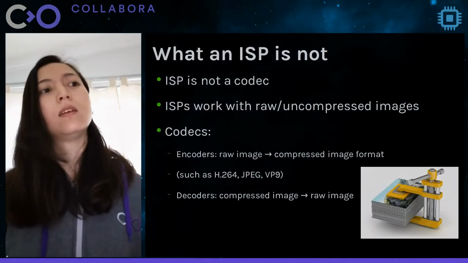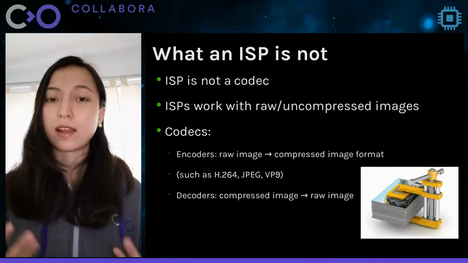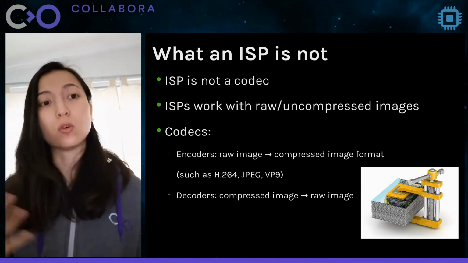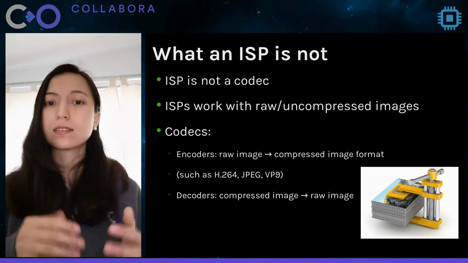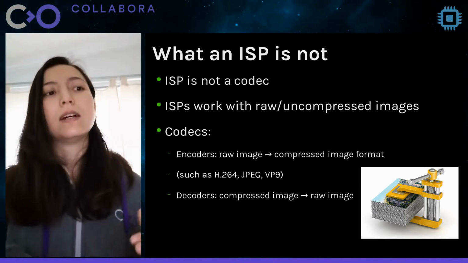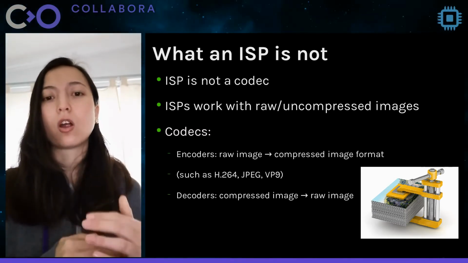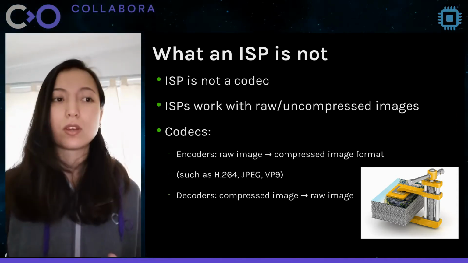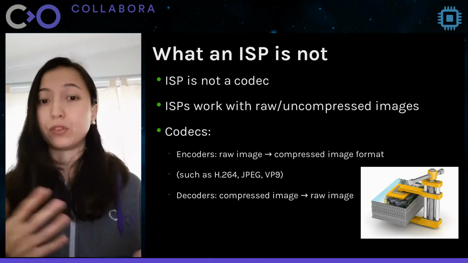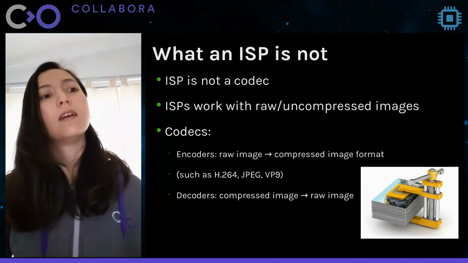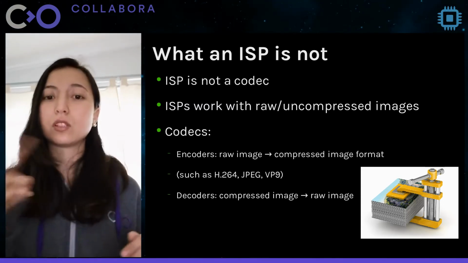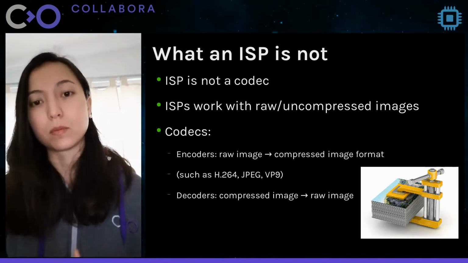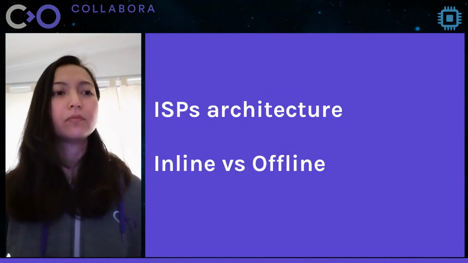What an ISP is not: an ISP is not a codec. ISPs work with raw and uncompressed images, while codecs, which we can divide into encoders, transform a raw image into a compressed image format such as H264, JPEG, or VP9, and there are several others. And decoders do the opposite. They transform a compressed image back into a raw image.